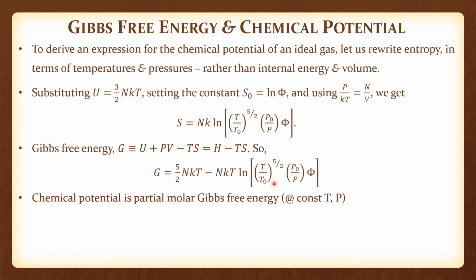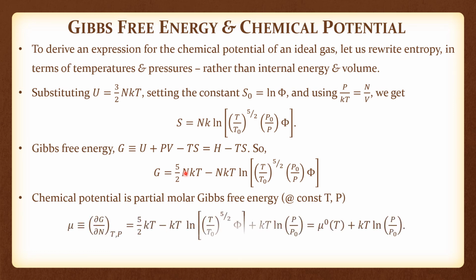Chemical potential is partial molar Gibbs free energy at constant temperature and pressure. So this logarithmic term does not have any n in it. The n is outside. So the chemical potential can simply be obtained as 5 by 2 kT minus kT times ln of the temperature term, plus kT ln of P by P naught. Here it is P naught by P, and that is flipped to P by P naught, and therefore the negative sign has been made into a positive sign. Notice that these first two terms are a function of temperature alone, and therefore they are called mu naught of T, plus kT ln of P by P naught.